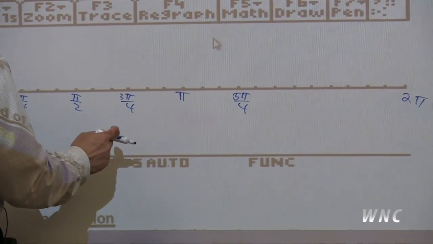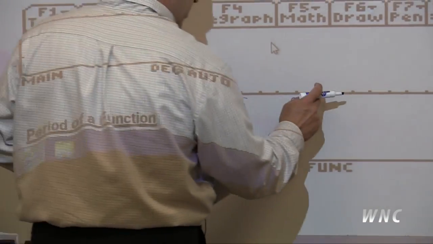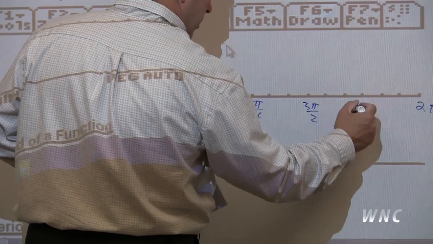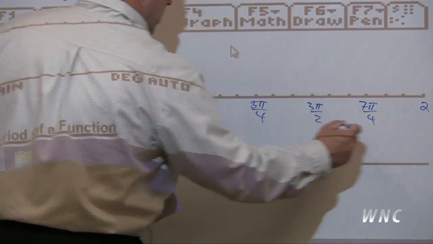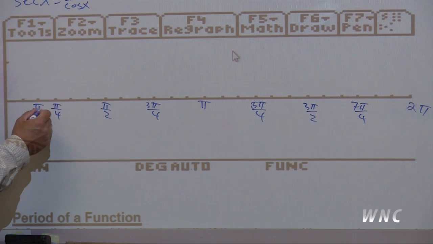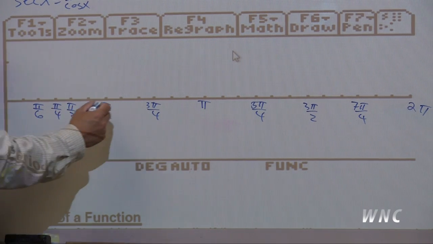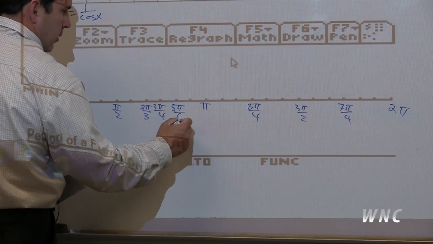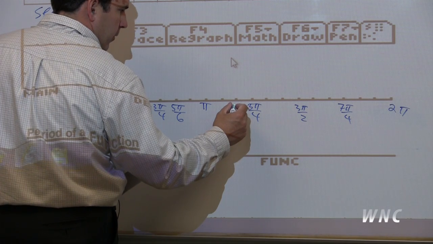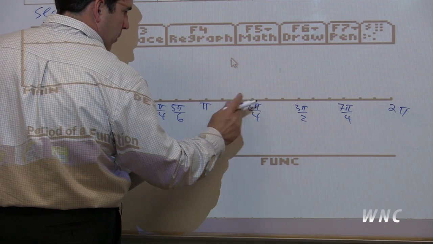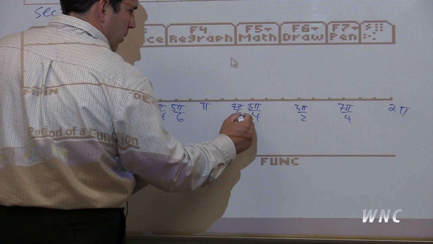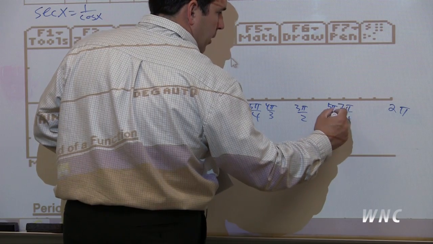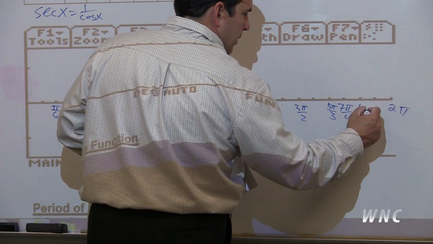I forgot my 3 pi over 2. That's over here. Okay, now it's a matter of the pi over 6, pi over 3, 2 pi over 3, 5 pi over 6, and then we have 7 pi over 6, 4 pi over 3, 5 pi over 3, and 11 pi over 6.